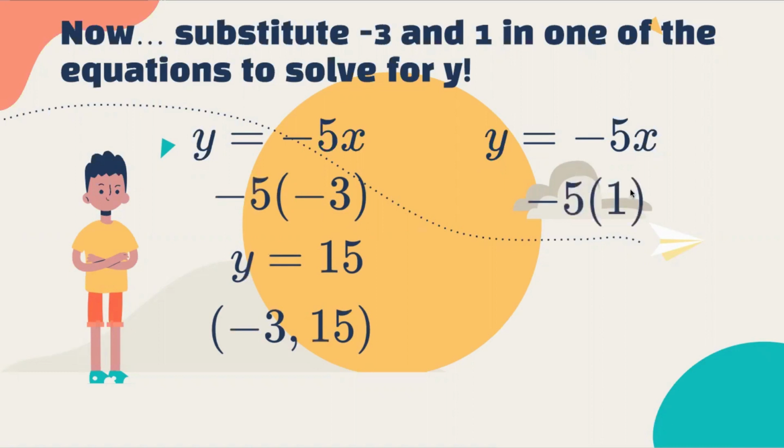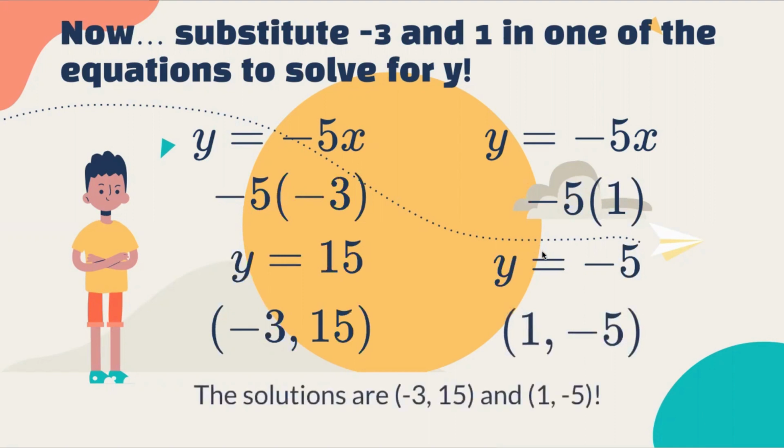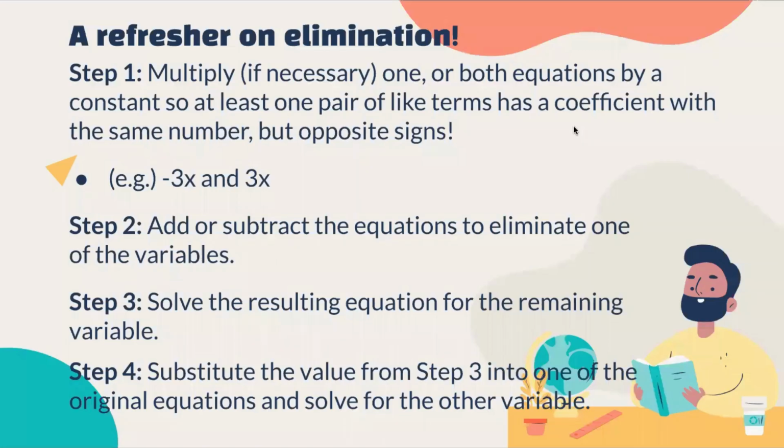Negative 5 times 1 just equals negative 5. So your y value would equal negative 5, and your final solution would be (1, -5). So your two final solutions are those two ordered pairs that we just got. Now we're going to be moving into elimination.